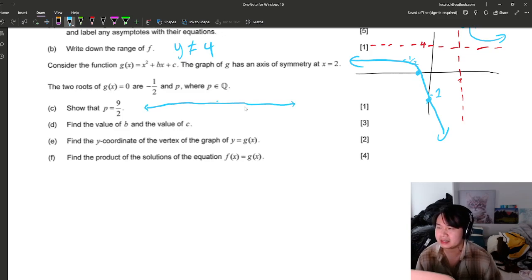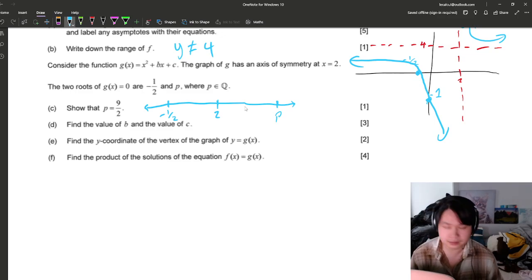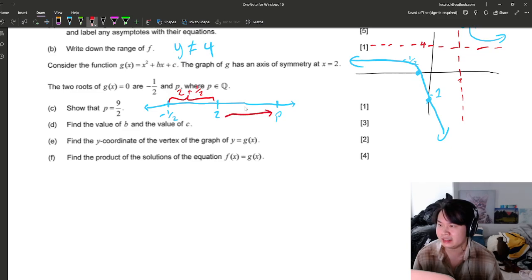So our axis of symmetry is at 2. We have an x-intercept over here at -1/2. And due to the symmetry on the other side, the other root is p. So all we've got to do is find out what this distance is right here. And that's just 2 plus 1/2. And then we're going to take that distance and add it to 2.